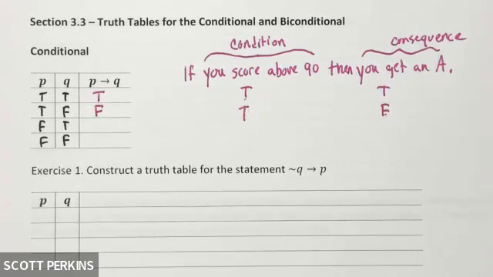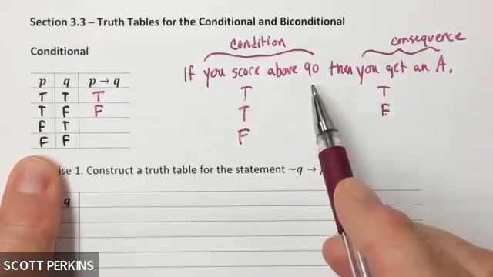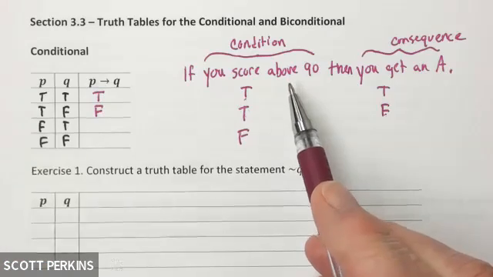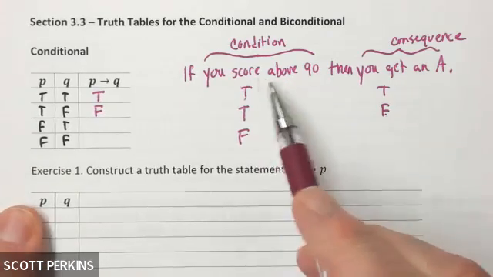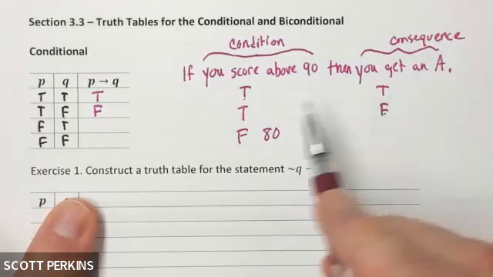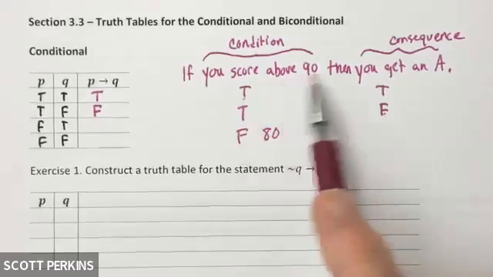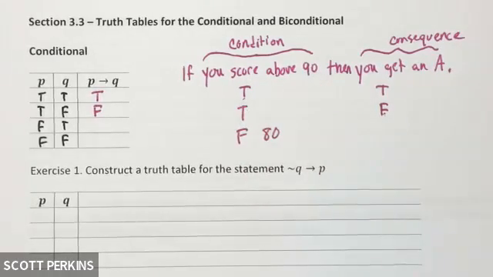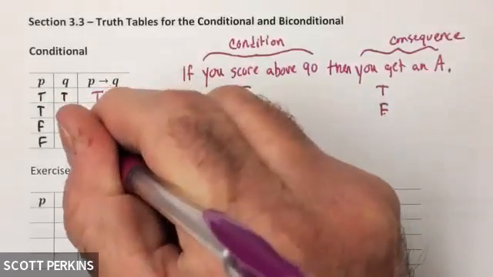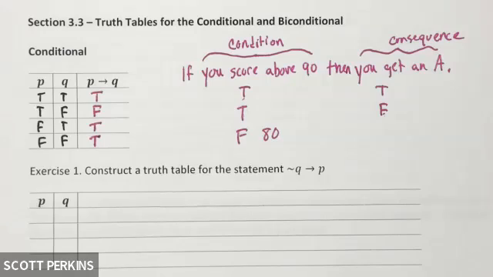Okay. The next two are related. The next 2, it actually does not matter what the value of Q is. So here we go. P is false. So that means you didn't score above 90. You got an 80. Okay, as I just asked you, if you get an 80, let's just pretend you got an 80. Does this statement apply to you? No. So because this statement doesn't apply, the condition was not met, logically, the outcome is true. I know, I get it. It's wacky. Okay, it's true.